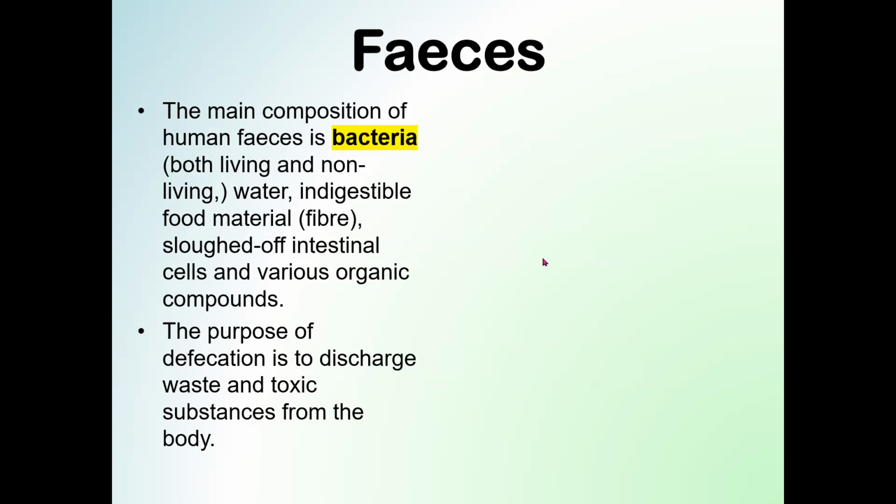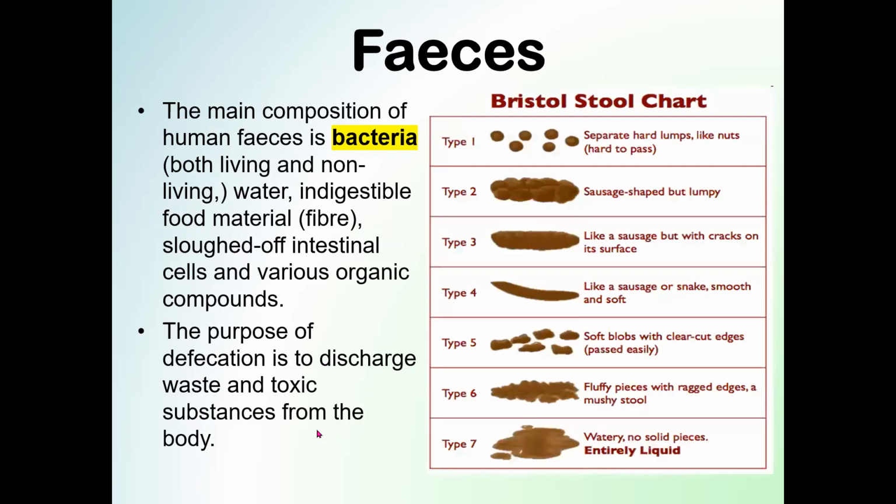feces. Now, the main composition of our feces is bacteria, living and non-living, a bit of water, some food material, especially some fiber that wasn't digested, intestinal cells that have been sloughed off, we just keep shedding all the time and you want to be replacing them, and all sorts of other material. And it's really to remove waste and toxic materials from the body.